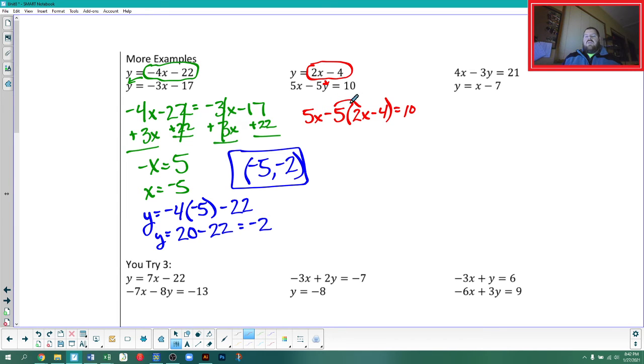And now I need to distribute. I do need to distribute a -5. I need to remember that as I'm working through this problem. That's probably one of the most common errors, is that we forget that that's a -5. We just treat that as a minus, and we forget to distribute it. -5 times +2 is -10x. -5 times -4 is +20.